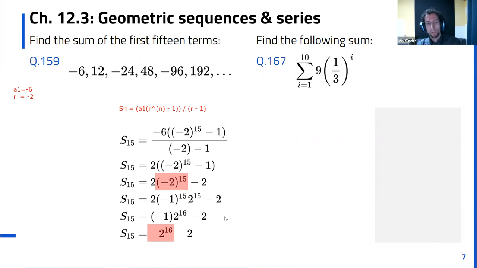Okay, and then 2 to the exponent 16 is 65,536. That's a negative, then minus 2. So that's the answer that you were giving me in the chat, negative 65,538. So that's how we get there. I'll just leave it like this. This is all right for our purposes. I also ran out of space to type it there.